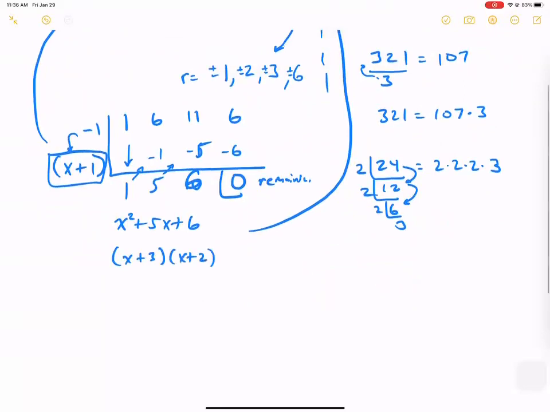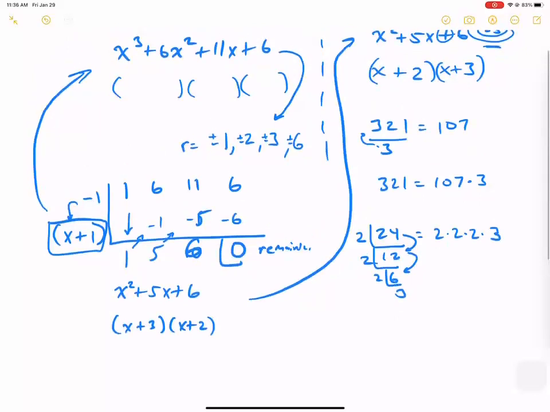Now, I want to stress this point. What are the factors of x cubed plus 6x squared plus 11x plus 6? We see that it's going to be at least these two, x plus 3 and x plus 2, but also x plus 1. By using synthetic division, we are able to cut out one of our x's, leaving us x squared, where we can go back to our algebra 2 skills and factor it by hand now. No synthetic division needed.